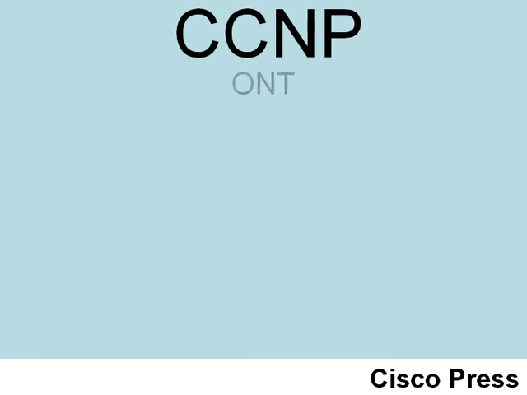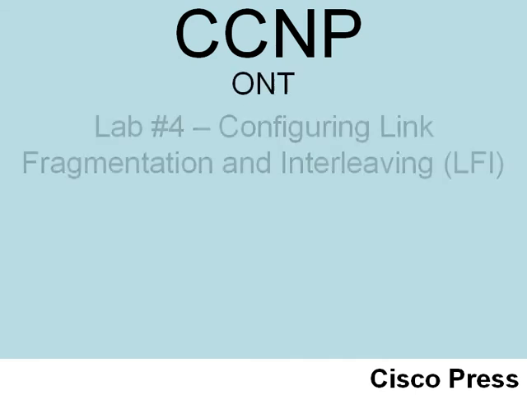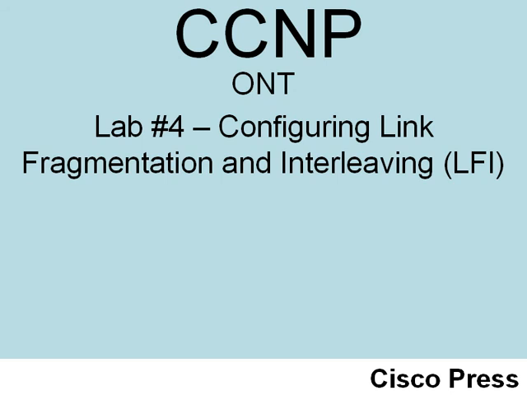In ONT lab number 4, we took a look at link fragmentation and interleaving. Specifically, we examined the tool Multilink PPP. We began, however, by reviewing the need for LFI. Why do we need link fragmentation and interleaving? And we saw that we needed LFI on slower speed links, specifically less than 768 kilobits per second. On these slower speed links, it might take so long for a big data frame to get out of the interface. Our little tiny voice frames are adversely affected because of the extreme serialization delay that they experience.